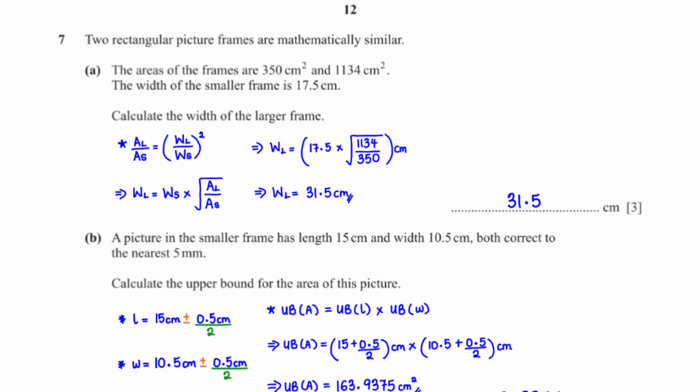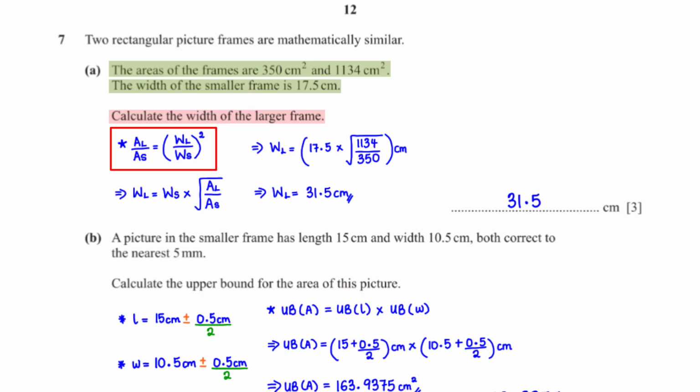Two rectangular picture frames are mathematically similar. The areas of the frames are 350 centimeters squared and 1134 centimeters squared. The width of the smaller frame is 17.5 centimeters. Calculate the width of the larger frame. For similar shapes, the ratio of their areas must be equal to the square of the ratio of their corresponding sides, which in this case is their widths.